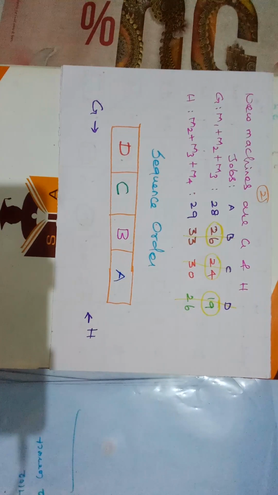Now I have completed the first job, that is D. Among A, B, C, once again I select the least value, that is 24, which lies on the same machine G, so I allocate the next cell after D, that is C. The two cells remain unallocated. Among A and B, I select the least value, 26, which also lies on the same machine G. So after C, I allocate B. The last one obviously goes to A. This is the way you find the sequence order.